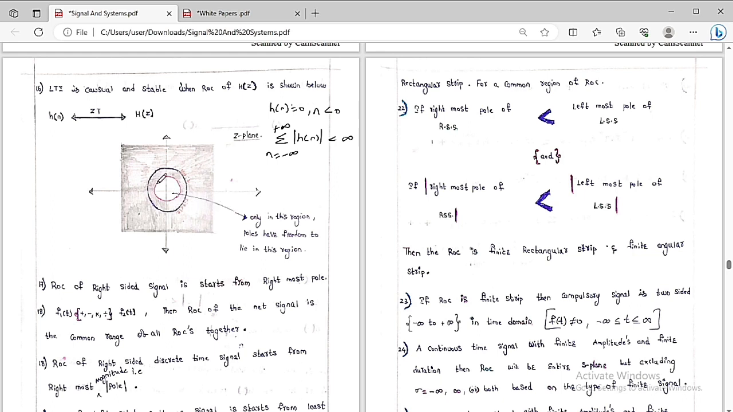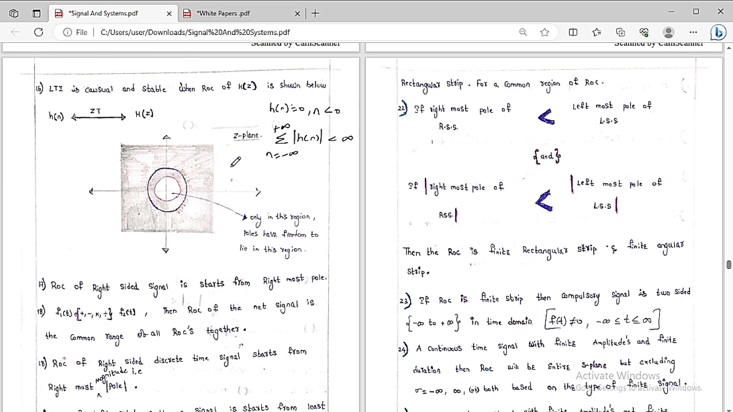So in this area, poles may be present. Only in this region do the poles have freedom to lie. They will never lie in the ROC, because if they did, what is the meaning of ROC? If you substitute those points in H of Z, it should give a finite value. But if you substitute the poles, we get an infinite value. That is the reason the poles have the freedom to lie only in this region. The same concept I have already told you for the continuous time domain.